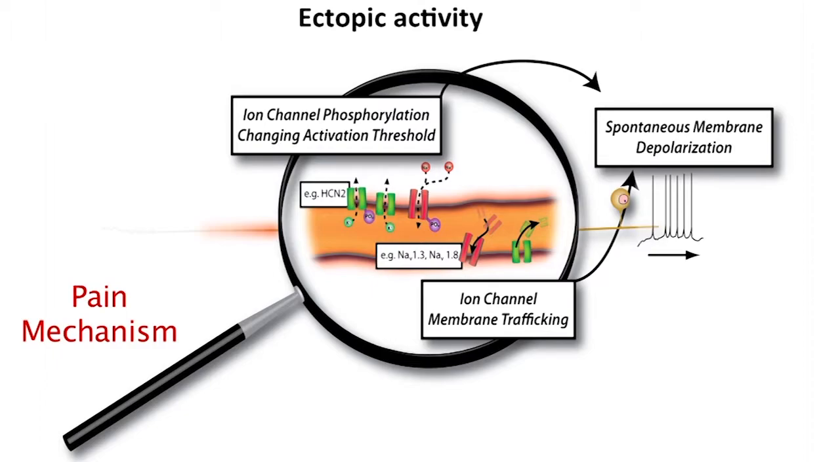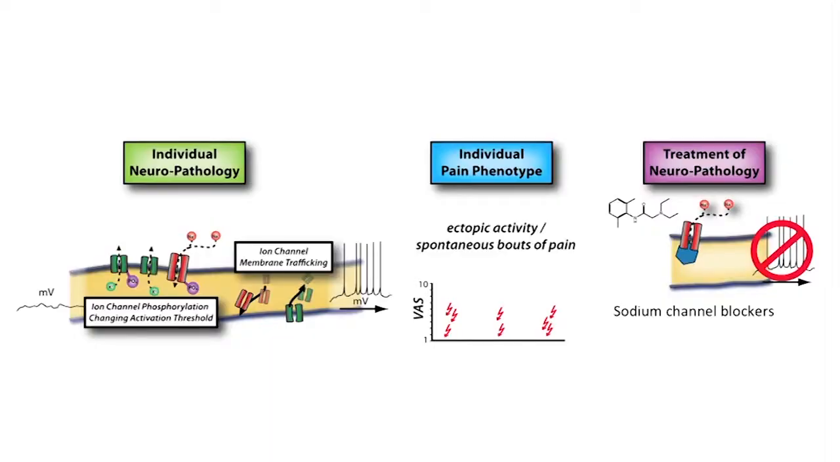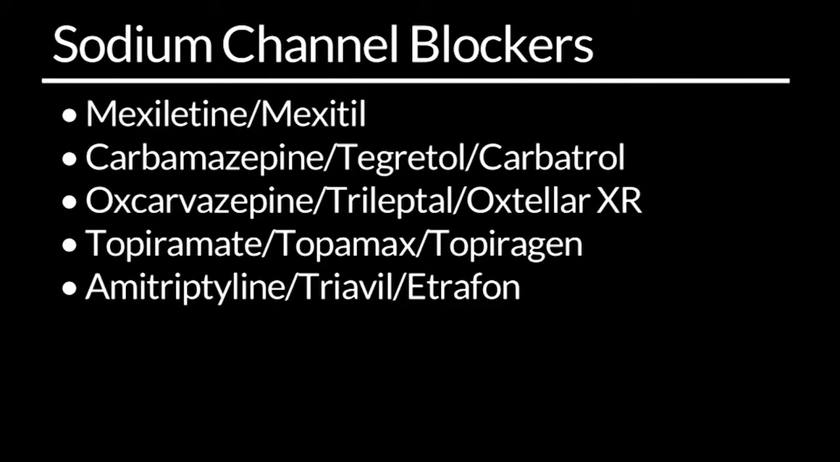So again, if we look at the link between mechanism, phenotype, and treatment, in patients who have this abnormal excitability sufficient to generate ectopic activity in injured nerves, these action potentials will generate spontaneous bouts of pain. This is the phenotype we'll recognize. And once we as clinicians identify that this patient is likely to have ectopic activity, we can then decide on a treatment that is targeted at that mechanism, for example, using a sodium channel blocker.